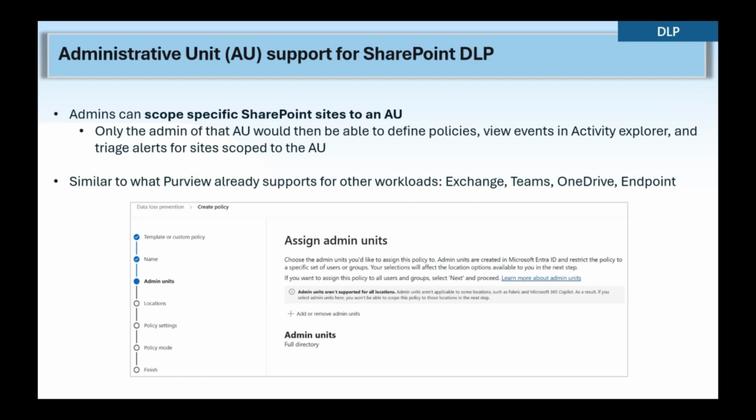So we can have specific SharePoint sites scoped to an admin unit. So the admins of that admin unit can create or edit policies scoped to that admin unit. Only they can view the events in the Activity Explorer, and only they will be able to triage alerts for sites scoped to that admin unit, right? For instance, this feature would enable DLP alerts originating from a highly confidential site for the finance team to only be investigated by a specific group of incident handlers who are defined as admins of the admin unit to which this particular site is scoped. So this is the capability that this feature has.